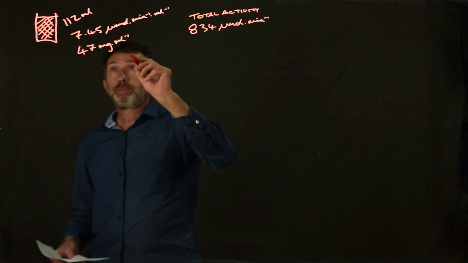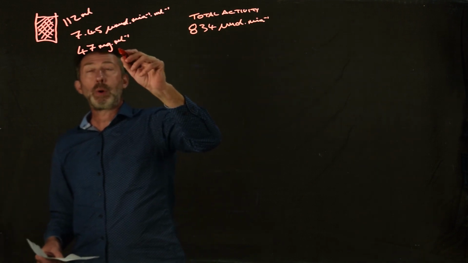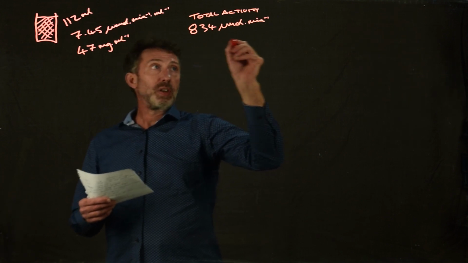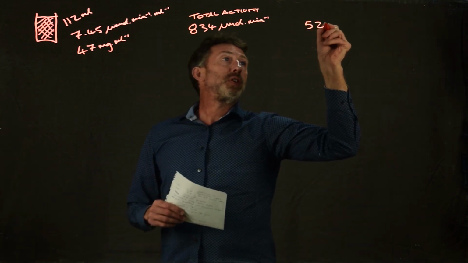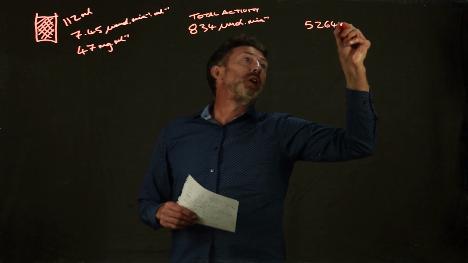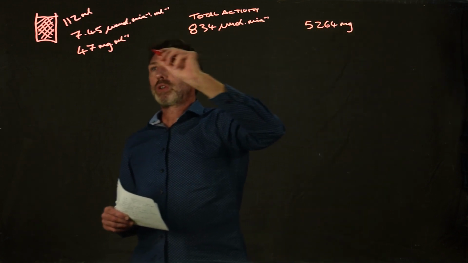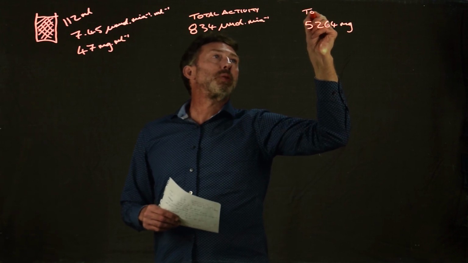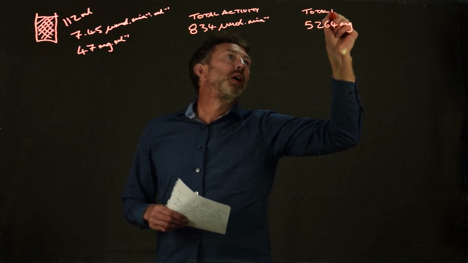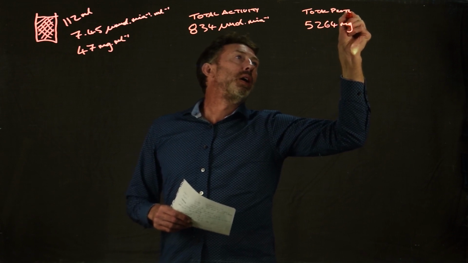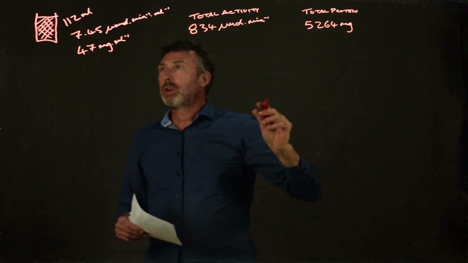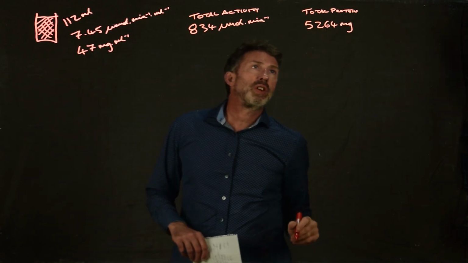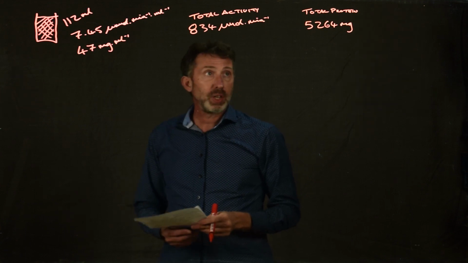And we can do the same on the protein, so 47 milligrams per mil times 112 mils there is a lot of protein. It's 5264 milligrams, because 47 times 112 is 5264. So this here is the total protein. So we started off with 834 enzyme units and just over 5 grams of protein there.